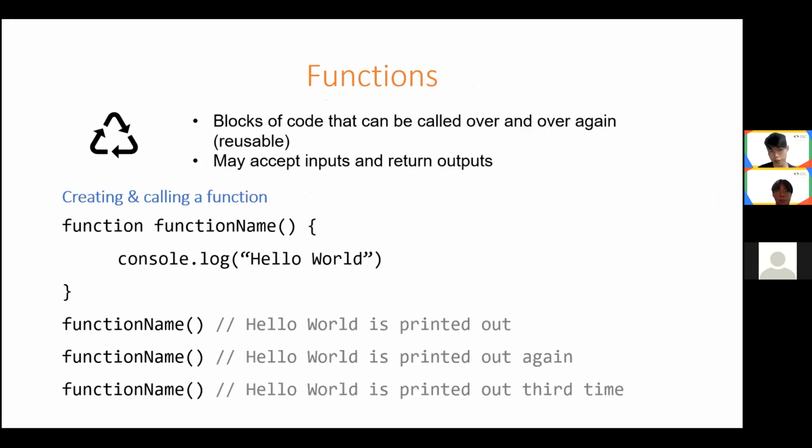Okay, next, functions. Remember I talked about functions just now. So what are they? They're basically blocks of code which we can call over and over again. That's when we want to divide our code up into reusable parts, and these reusable parts, we call them functions. So how do we create and call a function? When we run a block of code that is inside a function, we term this operation calling.